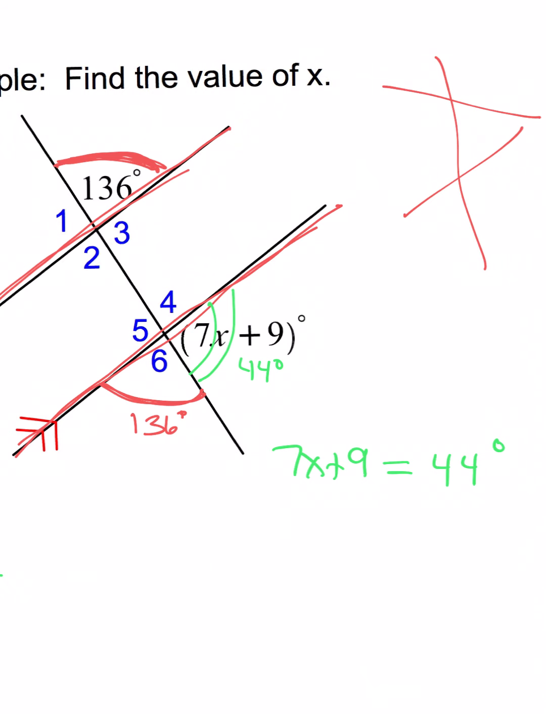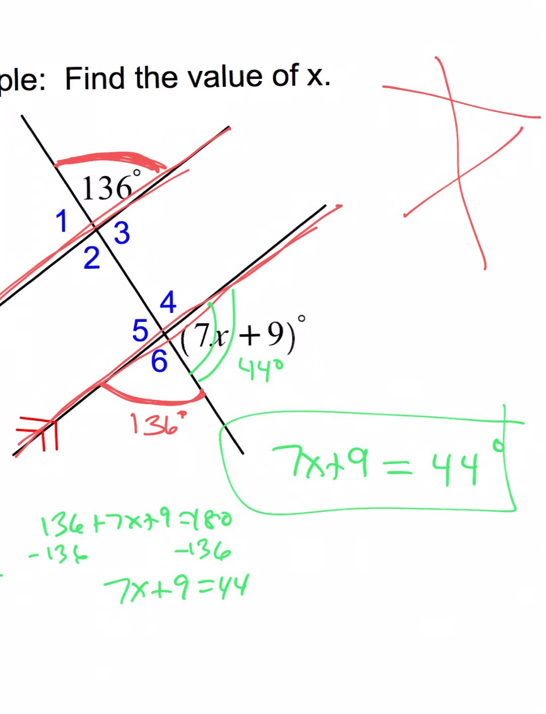Okay, so that's one way. Another way might be that you wanted to do 136 plus 7x plus 9 equals 180. That will give you the same answer. Okay? So basically what you're doing in this situation is you're subtracting 136, and now I have 7x plus 9 equals 44, just like I already had over here. Okay, so to solve, we just subtract 9 and divide by 7. So we get x equals 5.